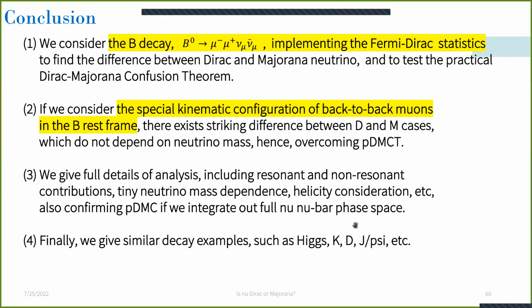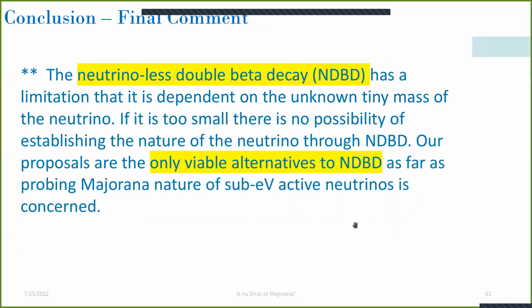Finally, similar decay examples can be done such as the others too. So my final conclusion is that neutrinoless double beta decay has a limitation, as I mentioned, an inherent limitation, because it is beyond the standard model. Delta L equal to 2 is beyond standard. This one is a standard model allowed decay. You don't need to worry about that at all.